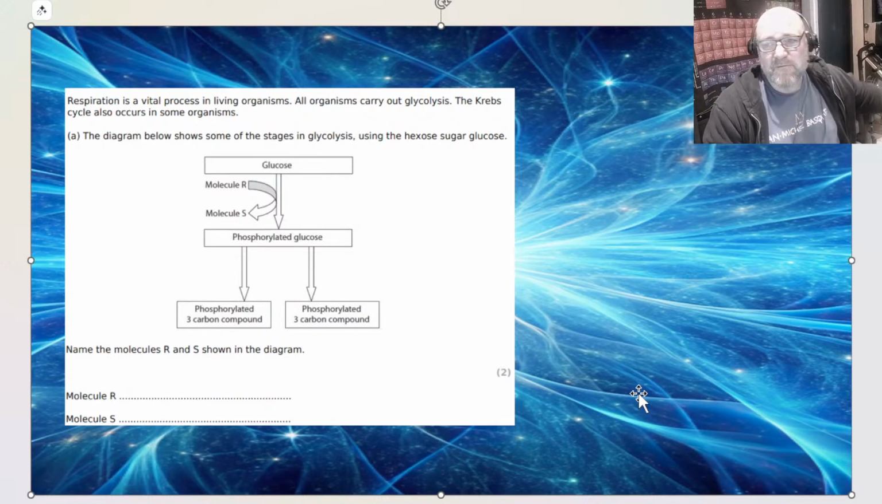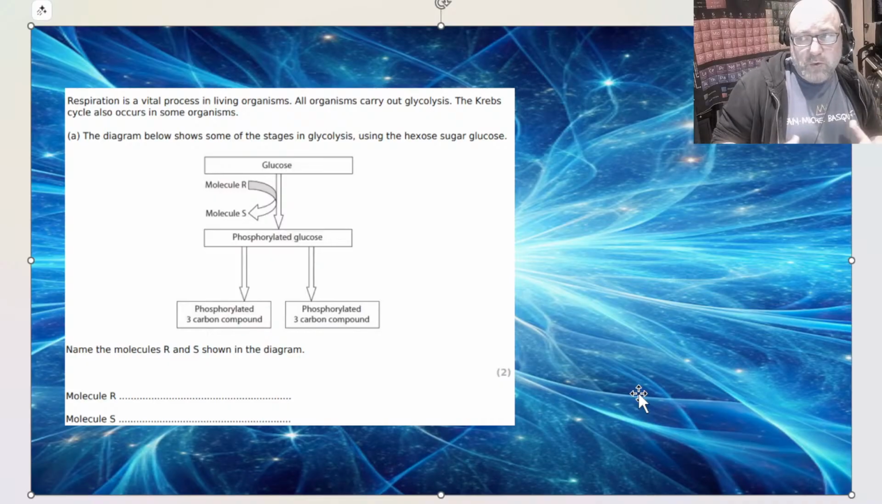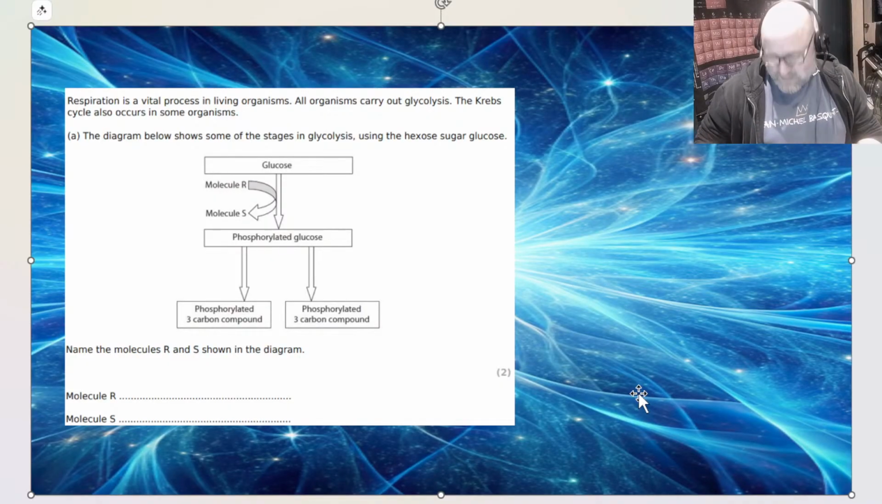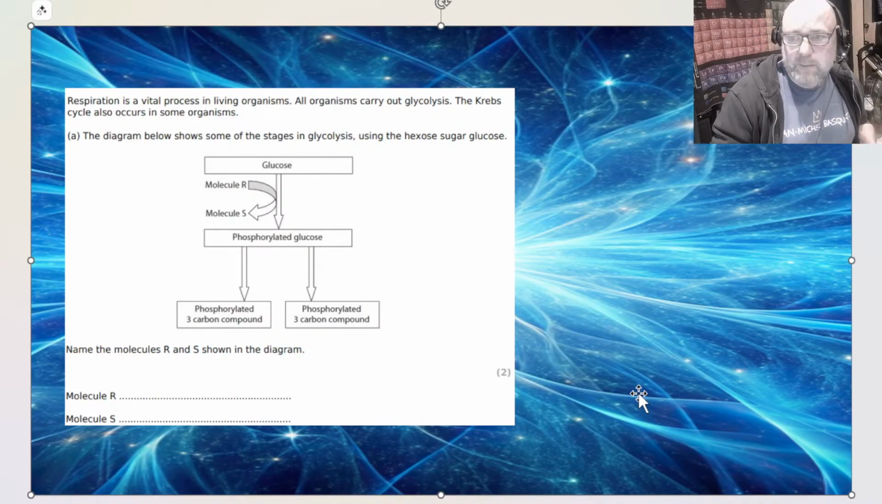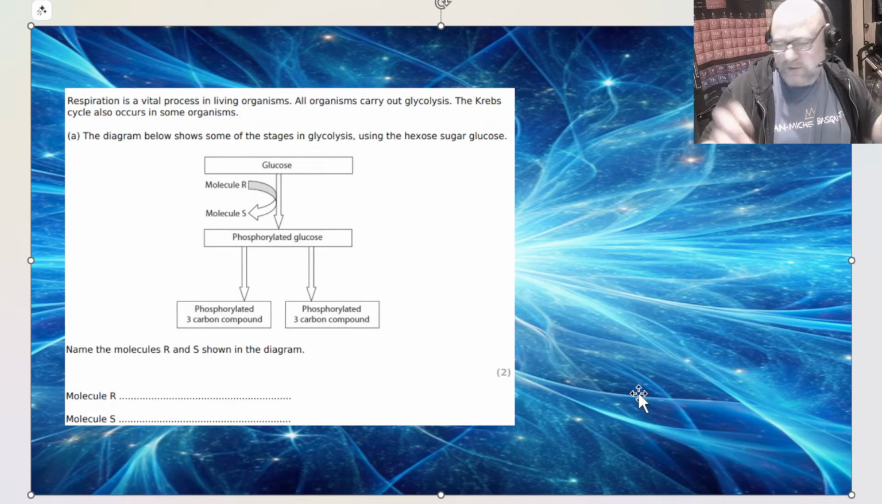Okay, respiration is a vital process in living organisms. All organisms carry out glycolysis. The Krebs cycle also occurs in some organisms. The diagram shows some of the stages in glycolysis using the hexose sugar glucose.